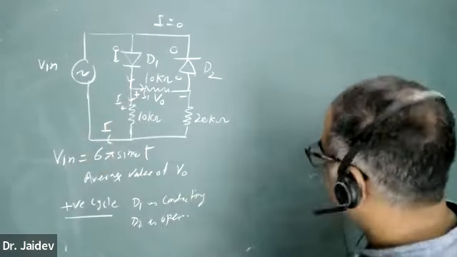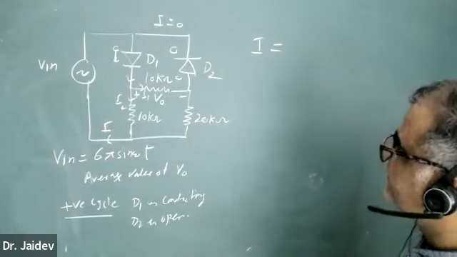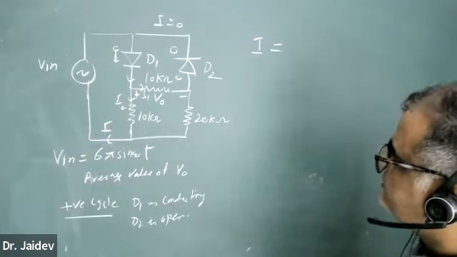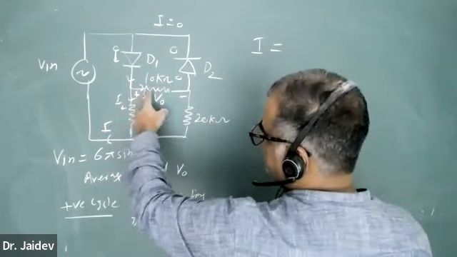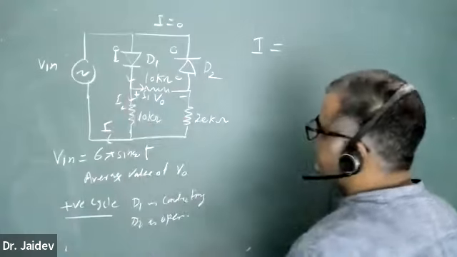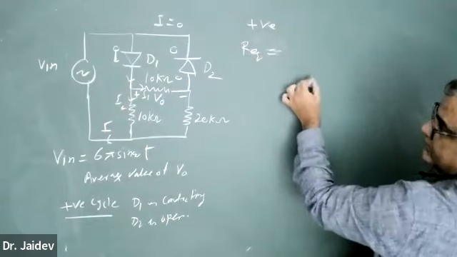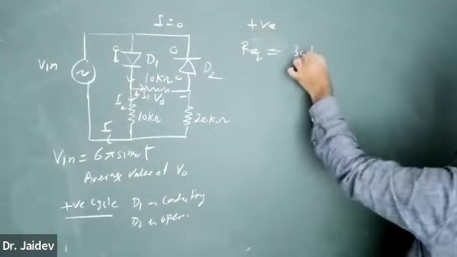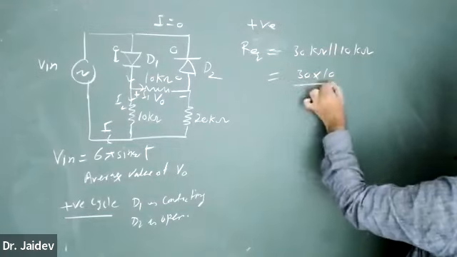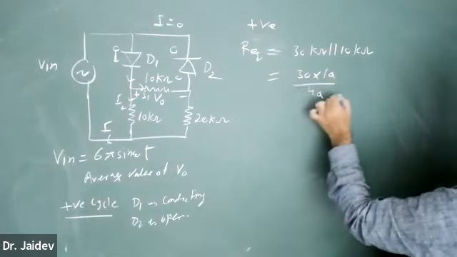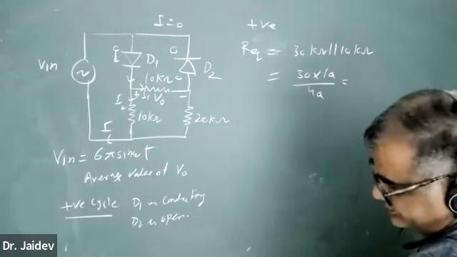First of all, what is the total resistance in the first case? Are the 10 and 30 in series or parallel? Series, very good. Current goes like this, so these two are in series and this combination is parallel to the other 10. In the positive cycle, when D2 is open, 30 kilo ohm is parallel to 10 kilo ohm, so 30 into 10 upon 40 becomes 7.5.